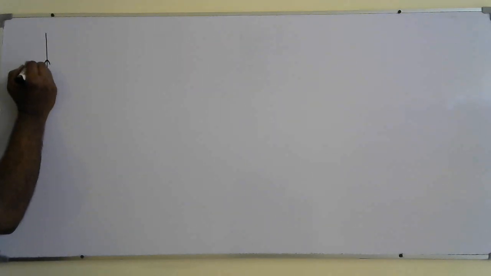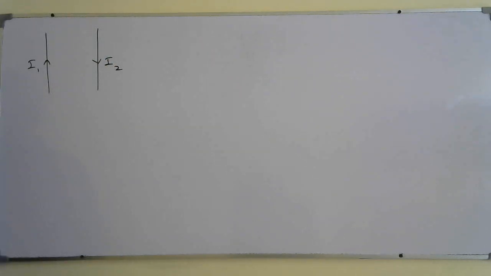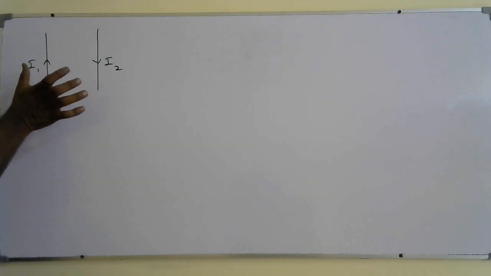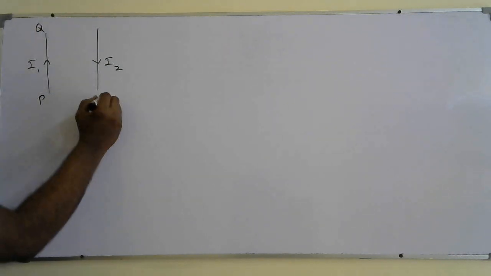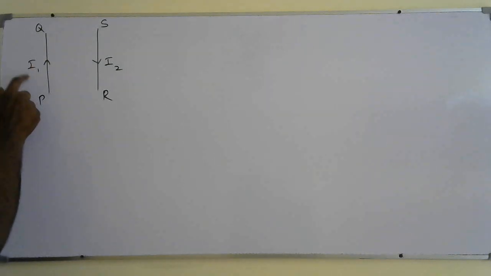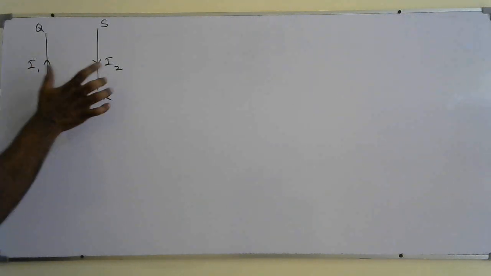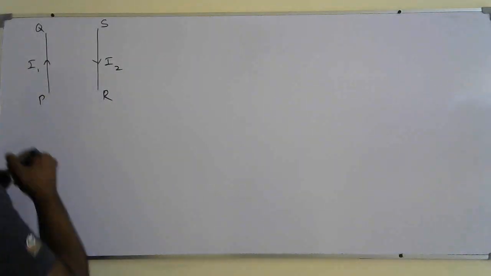This current is I1, this is I2. So here what will happen? The magnetic field produced by current I1 on the wire, I can call it PQ, this is RS, longer wires. The magnetic field produced by I1 on the wire I2 will be into the board. So the direction will be into the board here.